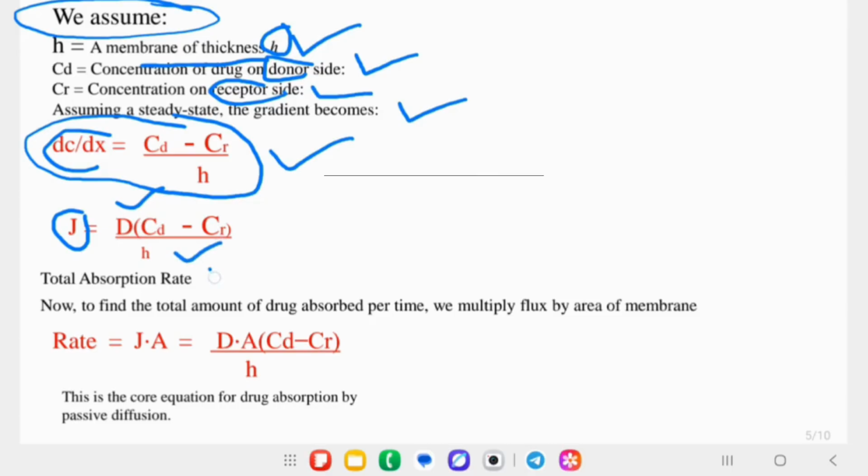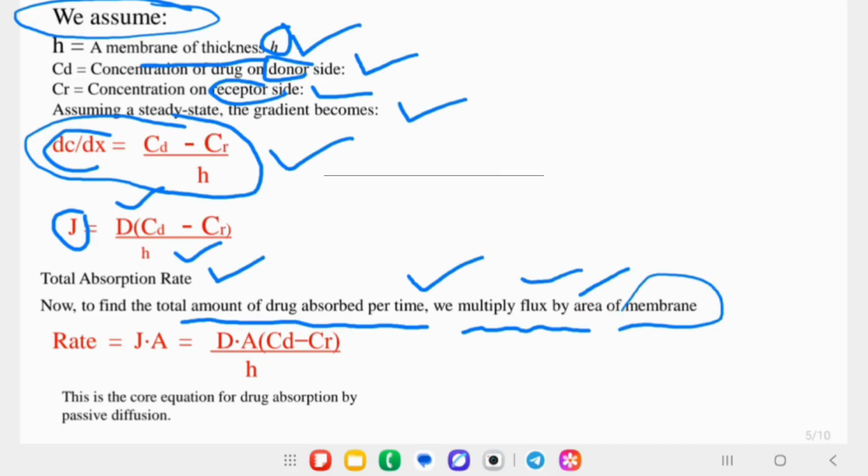Then the total absorption rate. To find the total amount of the drug absorbed with respect to time, we multiply flux by the area of the membrane. So the equation will be rate = J × A, that is flux times area, equal to D A (CD - CR)/h. This is the core equation for drug absorption by passive diffusion. Using this equation we can calculate the rate or speed of drug absorption across the cell membrane.